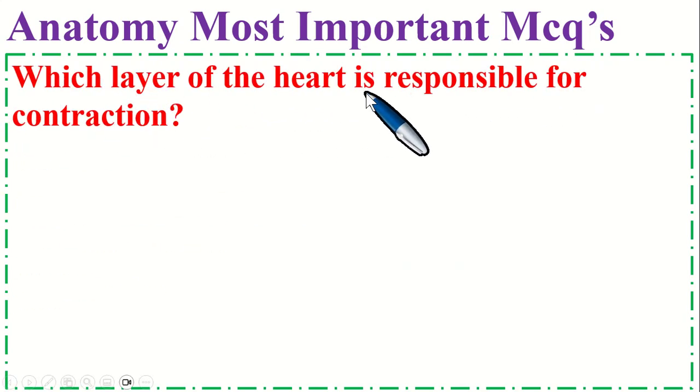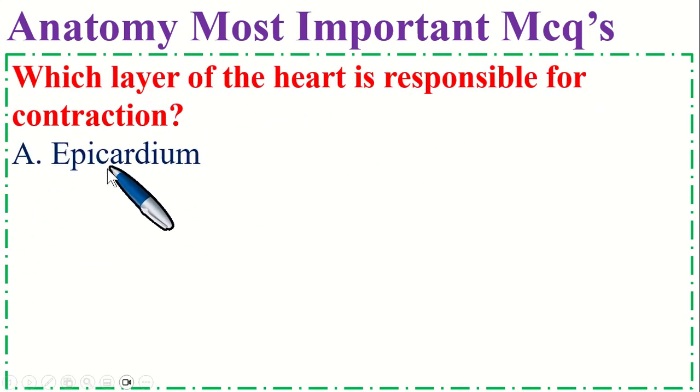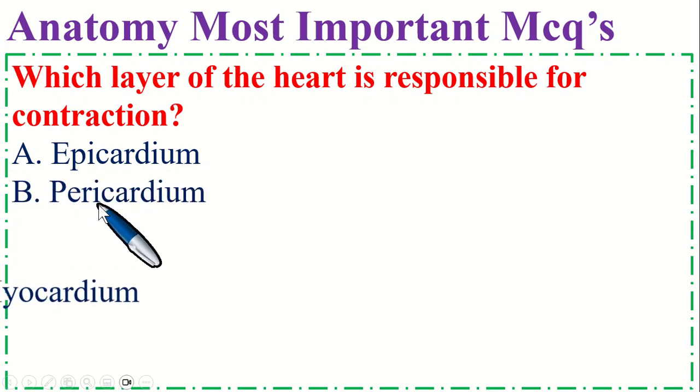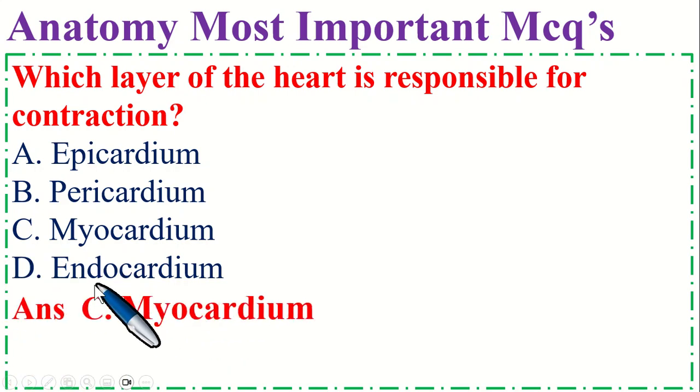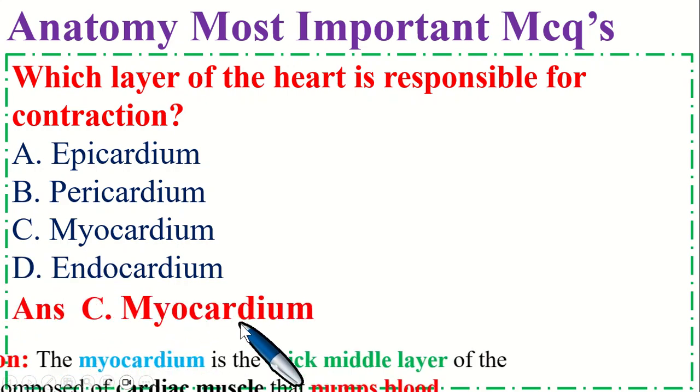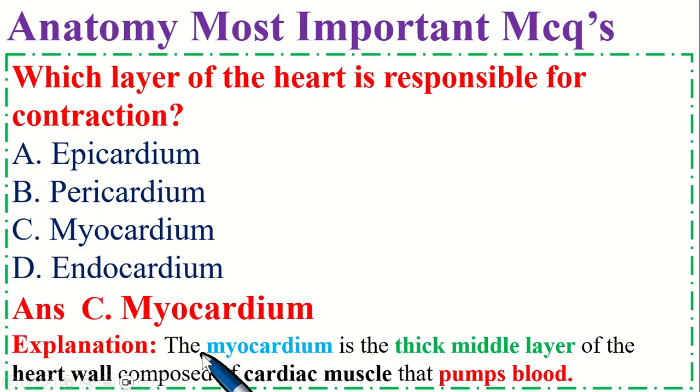Which layer of the heart is responsible for contraction? Option A epicardium, B pericardium, C myocardium, and option D endocardium. So the correct option is C myocardium. Explanation: the myocardium is the thick middle layer of the heart wall composed of cardiac muscle that pumps blood.